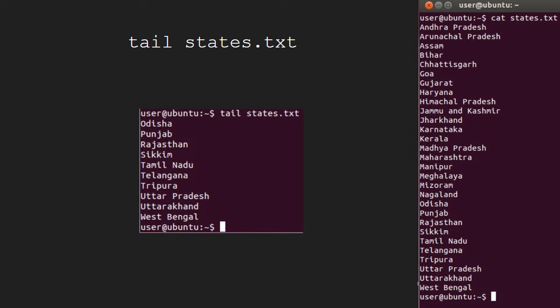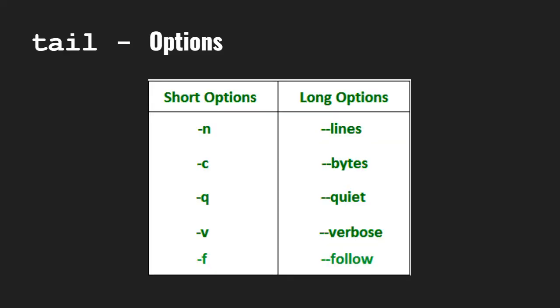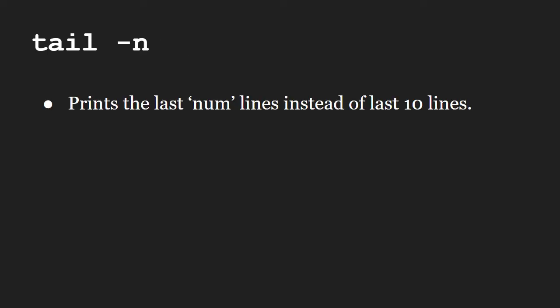Now, let us look at some of the options you can use with the tail command. The -n, -c, -q, -v, and -f are some of the options you can use with the tail command. Let's learn more about them. The -n option prints the last num lines instead of the last 10 lines, where num is specified by the user.